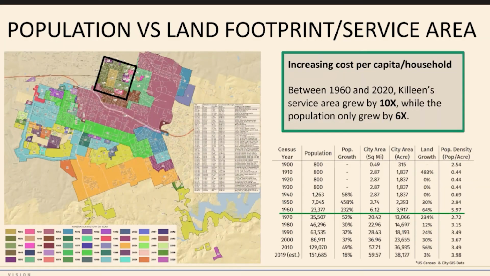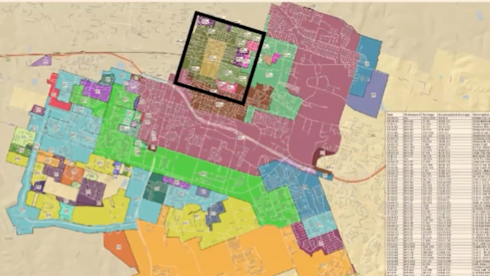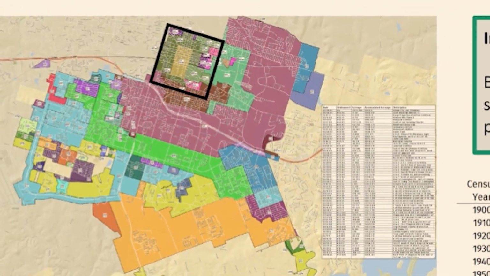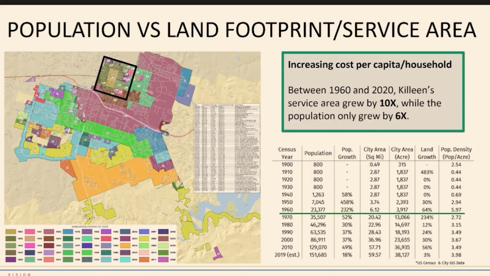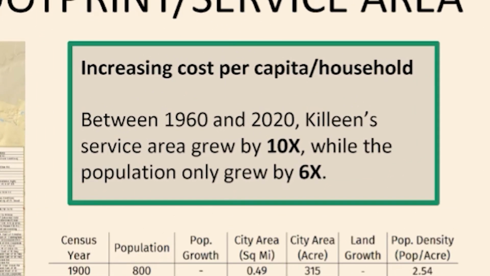This is a really, really complicated chart, but what I want to point out to you, this shows how Killeen has grown over time. That square, that was Killeen in 1950. That big colored blob around it is how you've grown in the last 70 years since. So from 1960 to 2020, your service area, how much has it grown? 10 times? So the size, the footprint of your city has grown 10 times. The population in your city has grown 6 times.